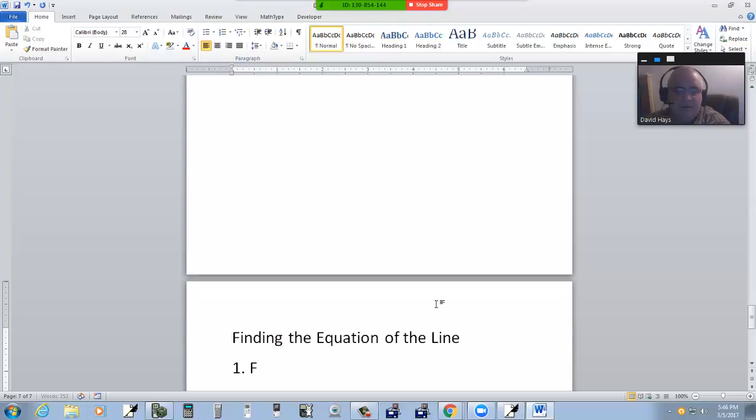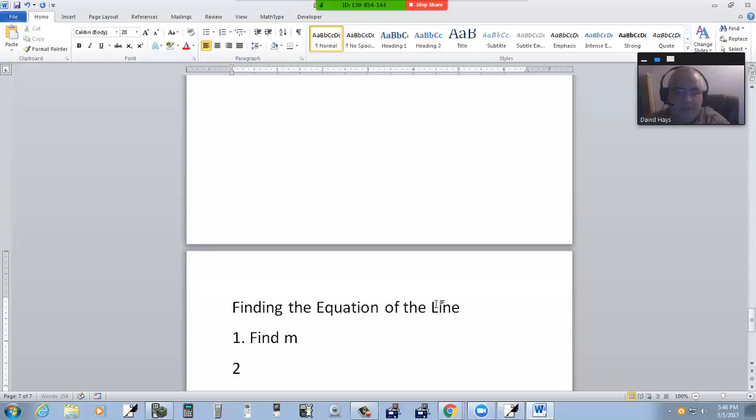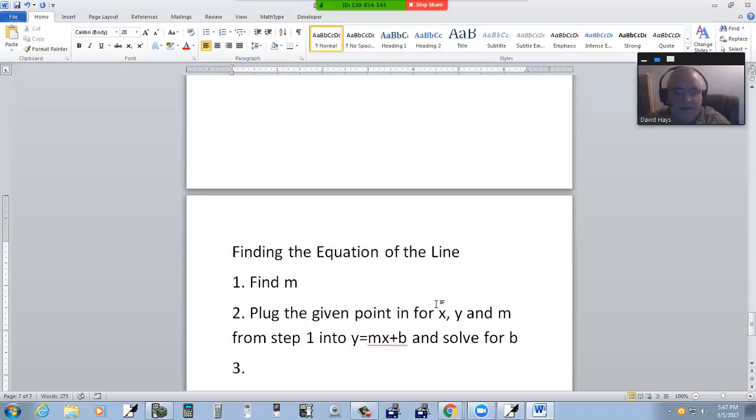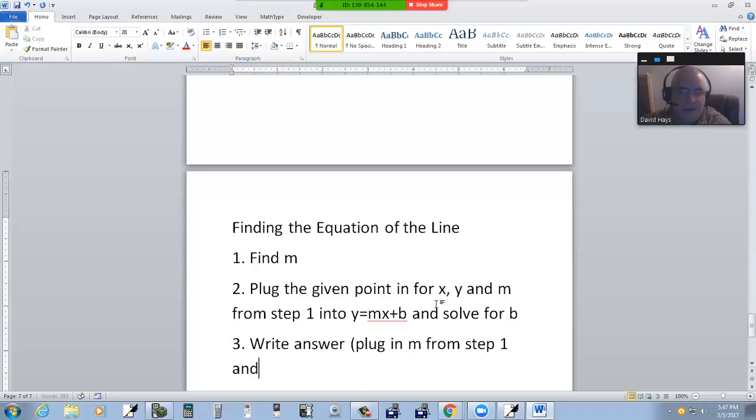Now step 1 is to find m. Step 2 is to plug the given point in for x and y, and m from step 1 into y equals mx plus b, and solve for b. And then step 3 is to write your answer. Plug in m from step 1 and b from step 2 into y equals mx plus b.